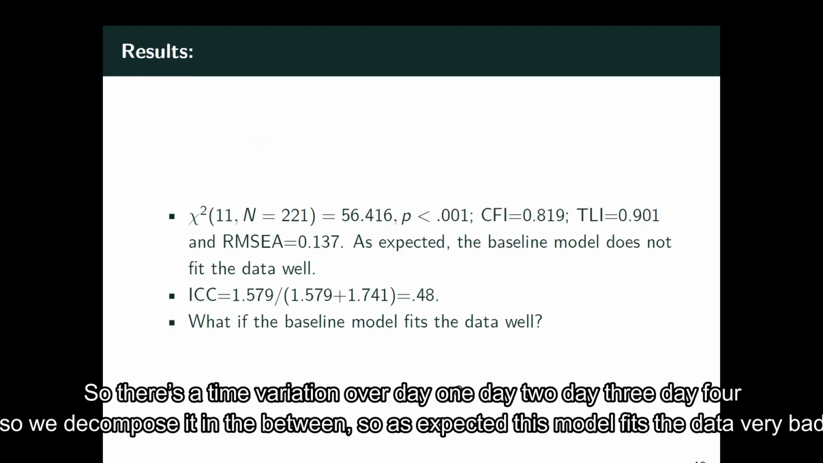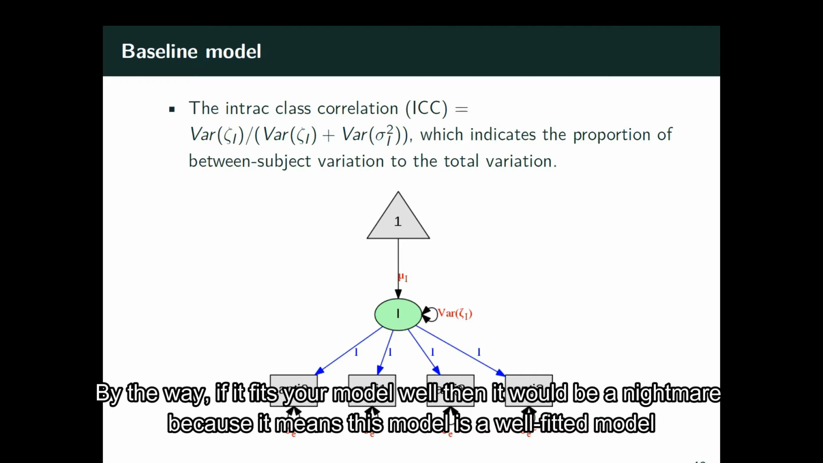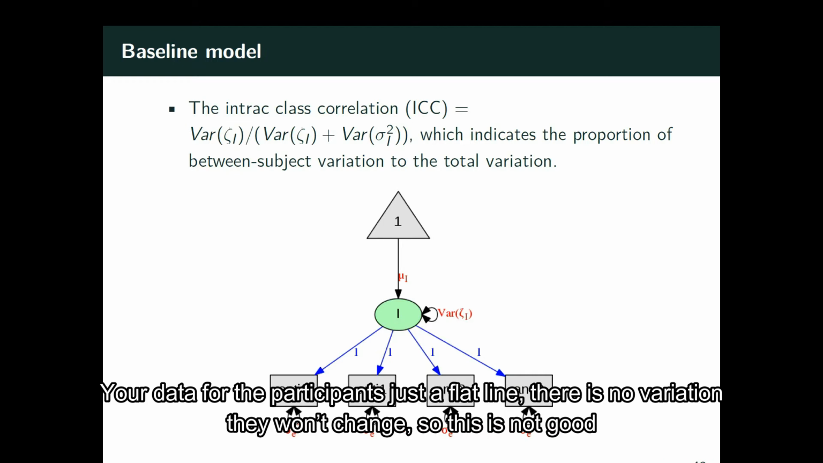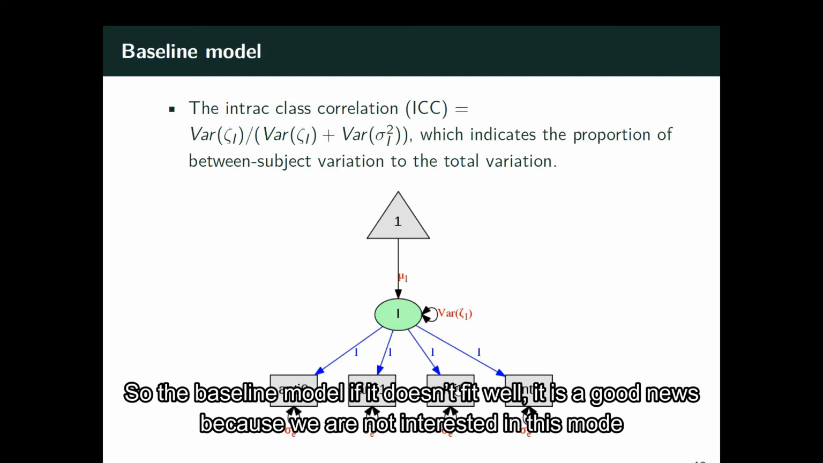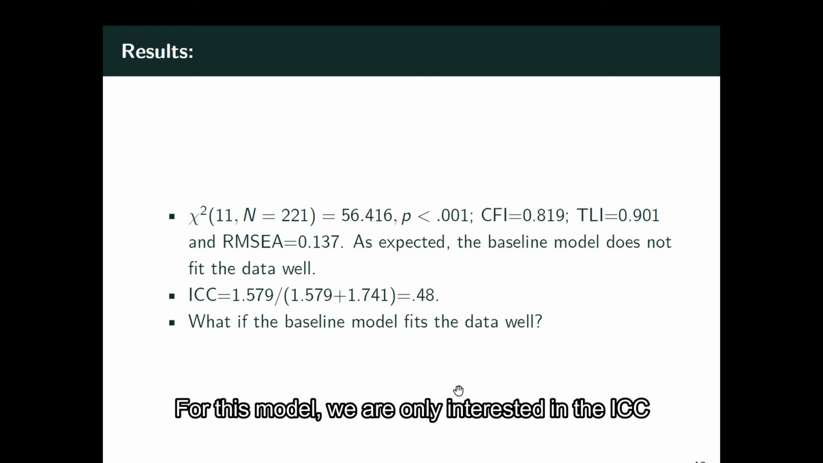As expected, this model fits the data very badly. By the way, if it fits your model well, then it could be a nightmare, because it means your data for the participants is just a flat line. There's no variation. They won't change. So this is not good. So if the baseline model doesn't fit well, it is good news, because we are not interested in this model. For these models, we are only interested in the ICC.